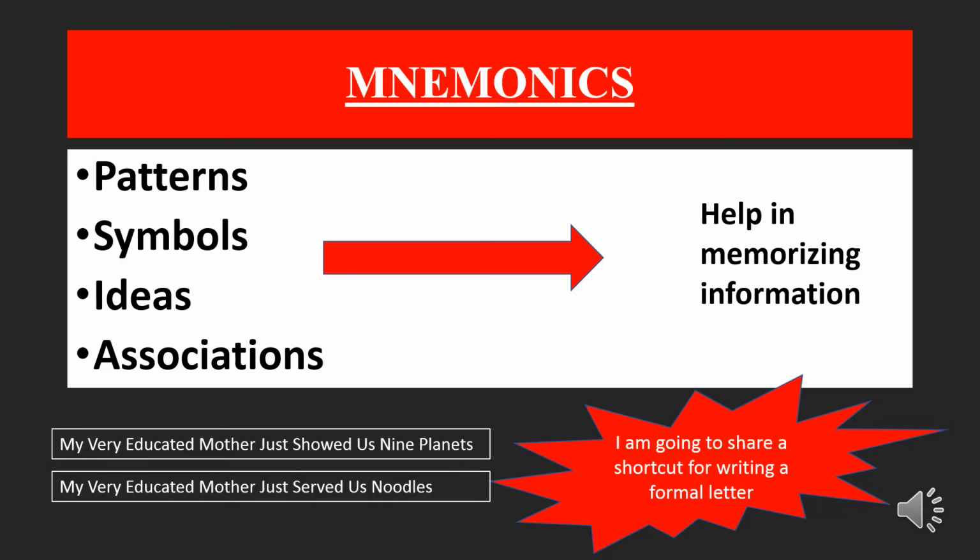Don't you recall, ladies and gentlemen, boys and girls, how you remembered the names of the 9 planets by remembering this famous mnemonic? My very educated mother just showed us 9 planets, which then used to be Mercury, Venus, Earth, Mars, Jupiter, Saturn, Uranus, Neptune, and Pluto. Of course, when Pluto was removed, this mnemonic changed to my very educated mother just served us noodles.